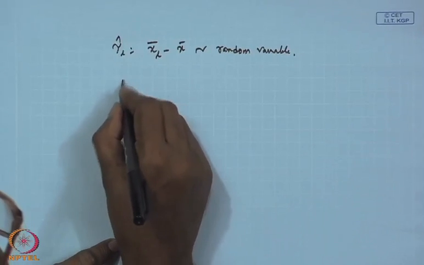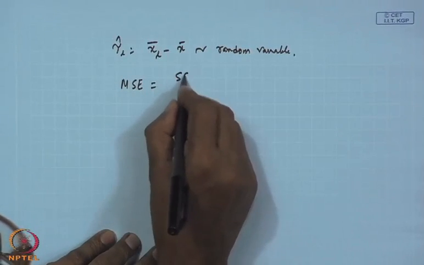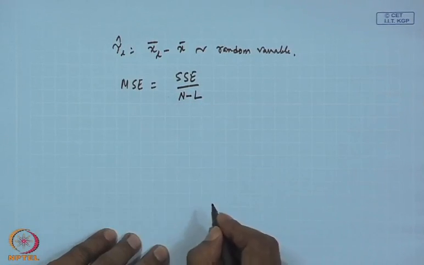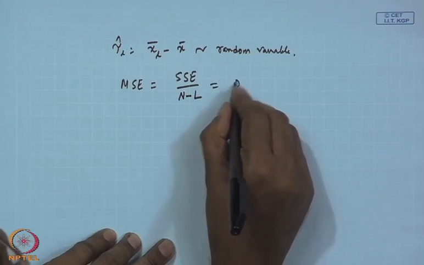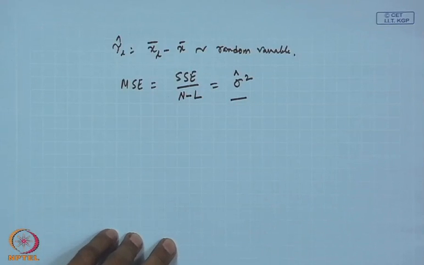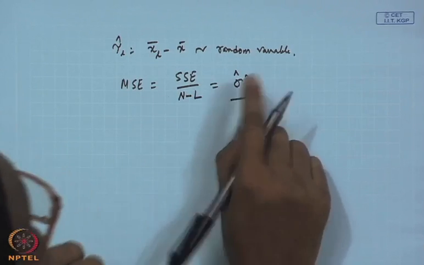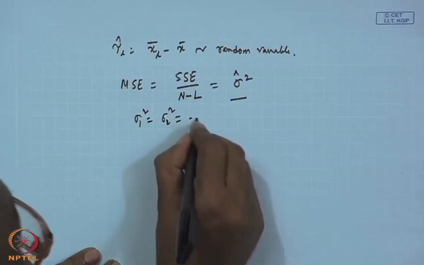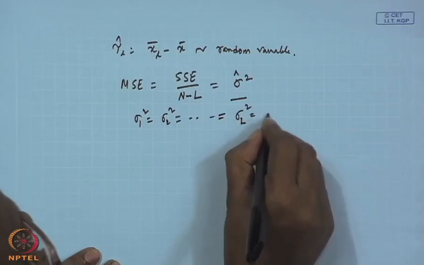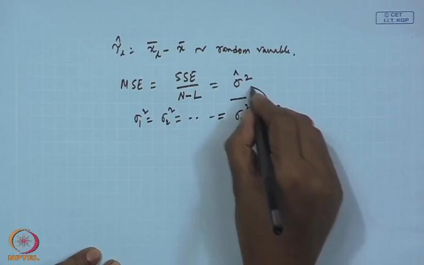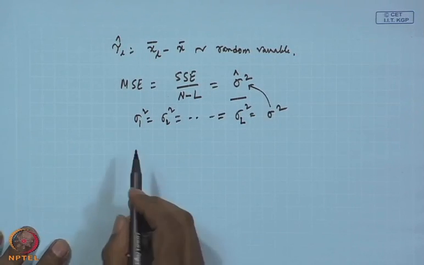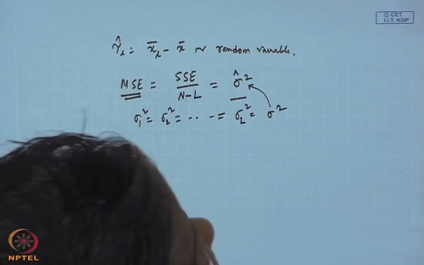In ANOVA, you have computed MSE. MSE is SSE divided by its degrees of freedom, that is n minus L. This is the estimate of sigma square. What is this sigma square? You recall the Bartlett test, where we said that sigma 1 square equal to sigma 2 square, all population variances are equal to sigma square. So, this one is the estimate of sigma square. So MSE is known.